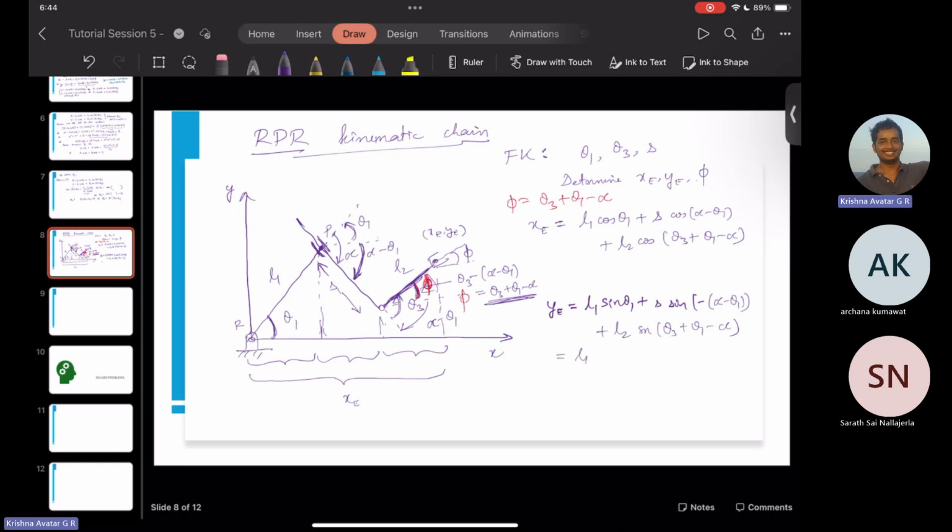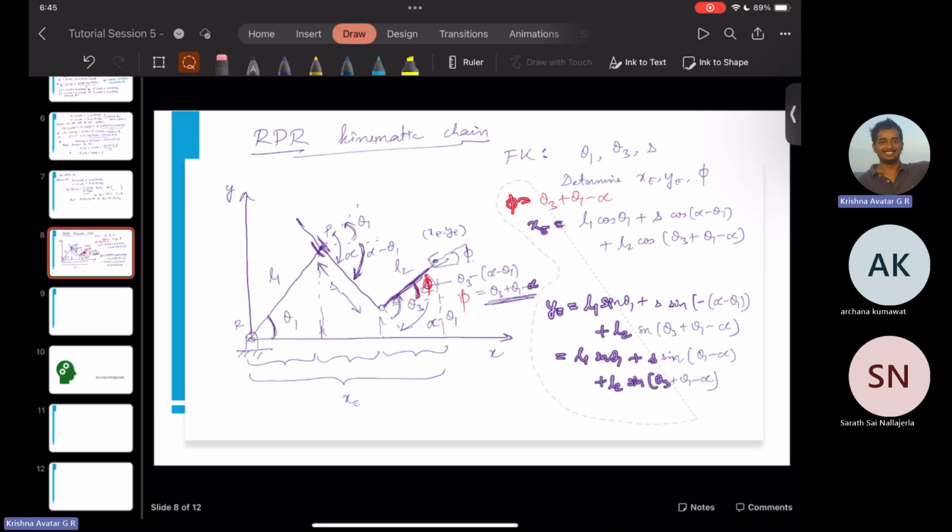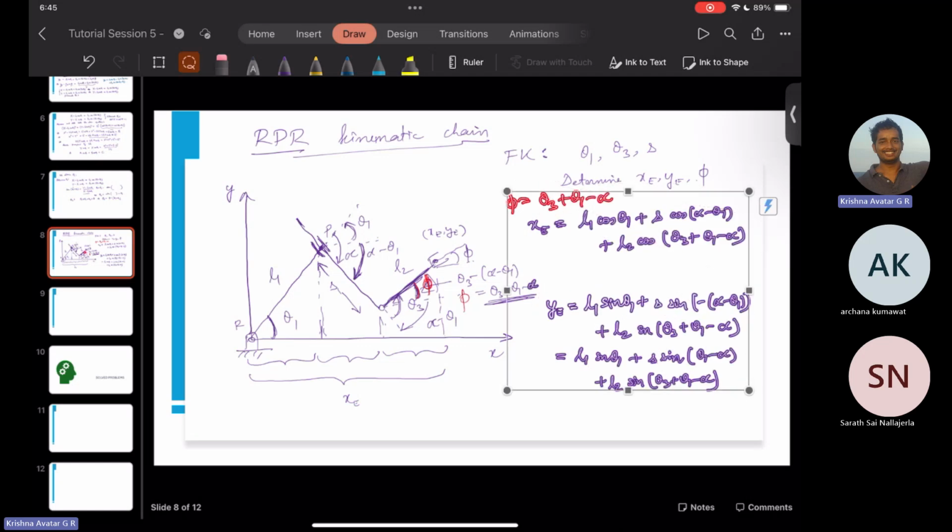Right, and then we have L1 sine theta 1 plus S into sine theta 1 minus alpha, plus L2 sine theta 3 plus theta 1 minus alpha. So this is done, the forward kinematics. For the inverse kinematics, I'll just give a basic outline of what is to be done here. So let me just copy this to the next slide.